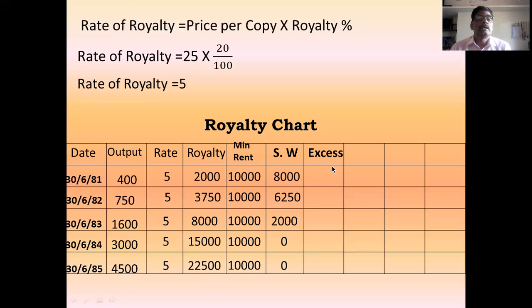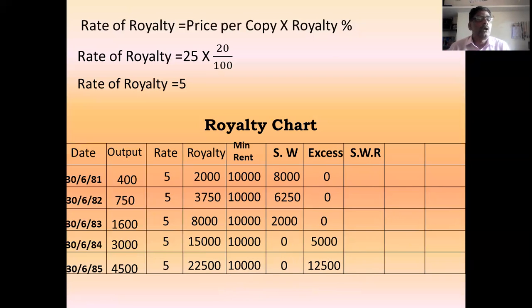Next, you calculate excess. Excess means royalty minus minimum rent. First year, not possible. Second year, not possible. Third year, not possible. Fourth year, 15,000 minus 10,000 is equal to 5,000. 22,500 minus 10,000, it is 12,500 excess. Okay. Next, you calculate the short working recovery.